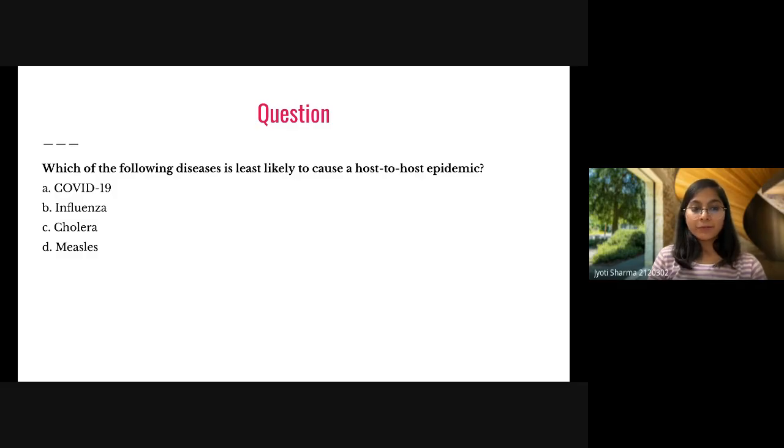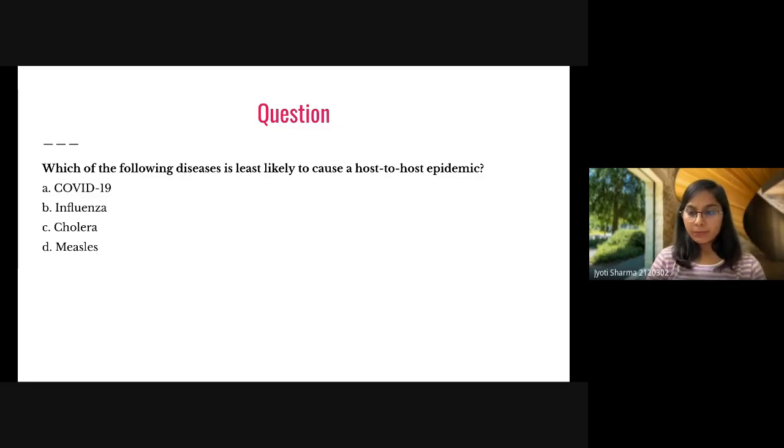We already have talked about what we mean by host-to-host epidemic. Whenever we have sneezing, there is a direct connection, like we are transferring the microbe from one human to another human. We were initially the host of the bacteria, or let's say the virus, and we are transferring that virus or bacteria to another human. So this is known as host-to-host transmission. And the question is, which disease is least likely to cause a host-to-host epidemic?